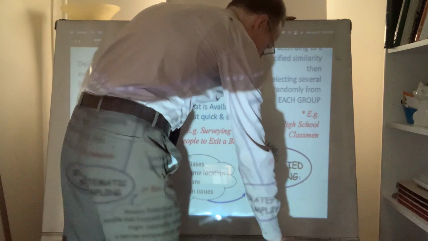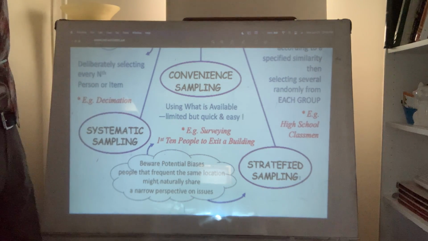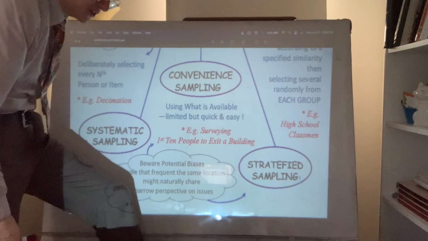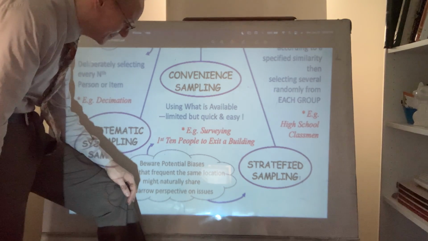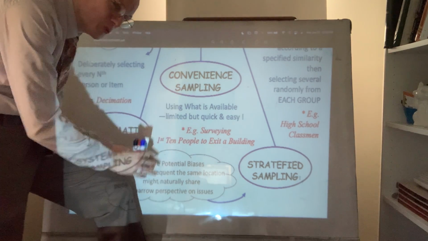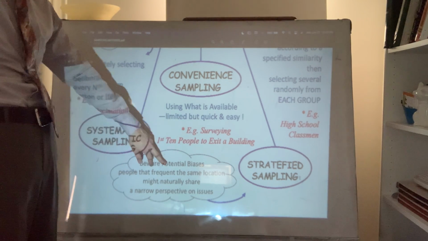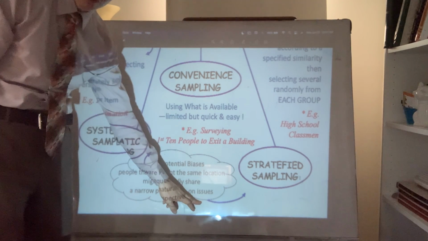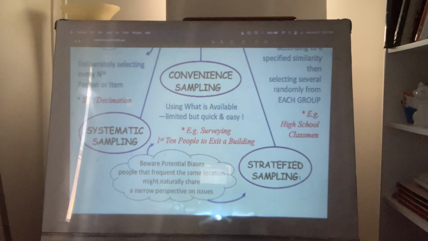Now, if your survey is about people who, say, hate taxes, what you're trying to get is a public opinion on taxes, don't go down to the IRS and start surveying the people who leave the building, right? Because they might be skewed one way versus another. Beware potential biases. People that frequent the same location might naturally share a narrower perspective on issues. I remember surveys are usually asking people's opinions about something, so you have to be careful.